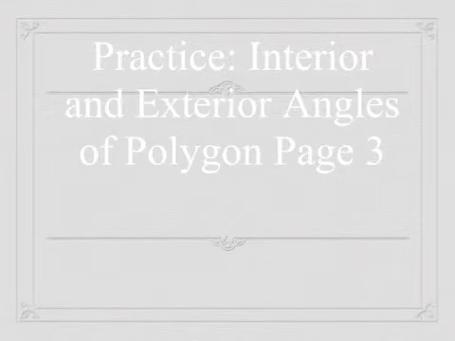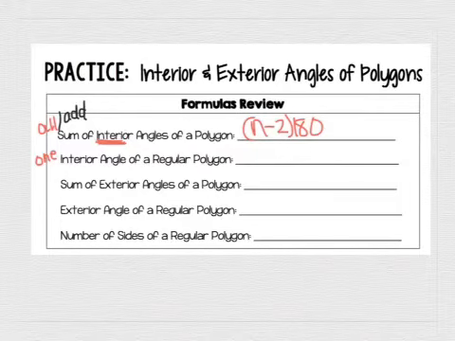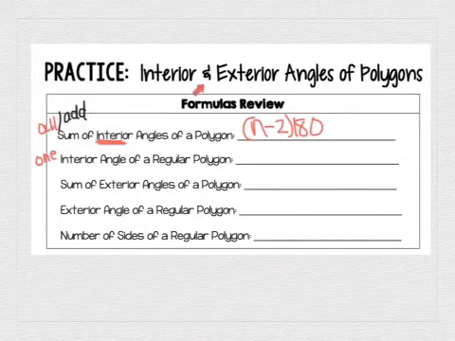Let's put it all together by practicing interior and exterior angles. So now we're going to practice on interior and exterior angles. But what we need to do is keep it straight as we decode. So let's review the formulas. The first one says the sum of interior angles of a polygon. When you see sum, I want you to think all, or add them all. So the formula you need to memorize is n minus 2 times 180.